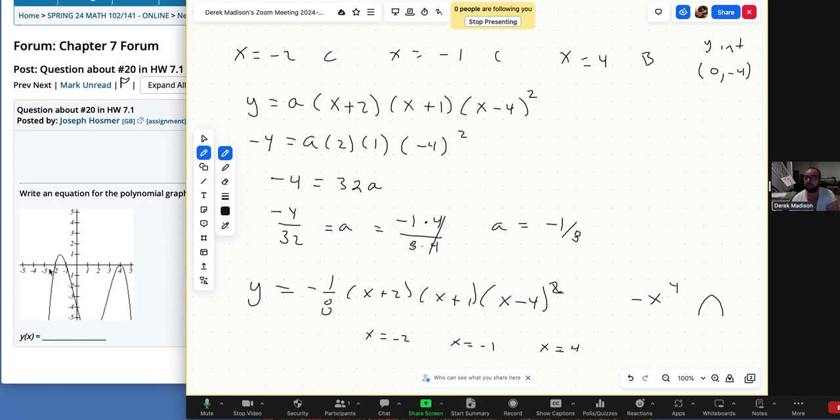I should be crossing at -2. I am. I should be crossing at -1 and then bouncing off of 4, and the shape is right for the equation I wrote. So just as a check that my answer makes sense. Hopefully that helps.